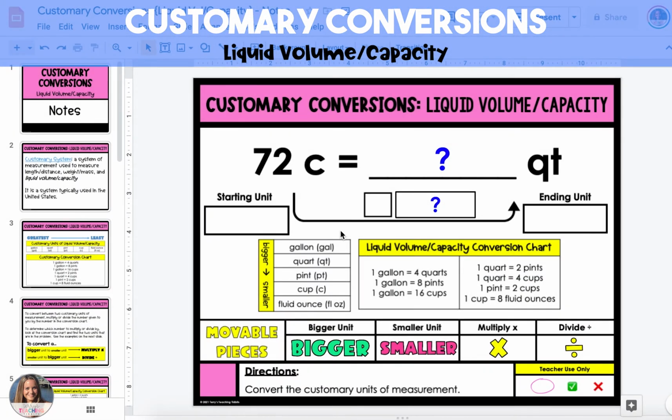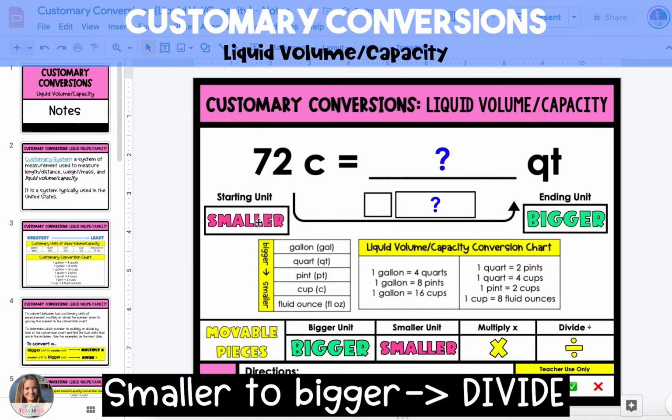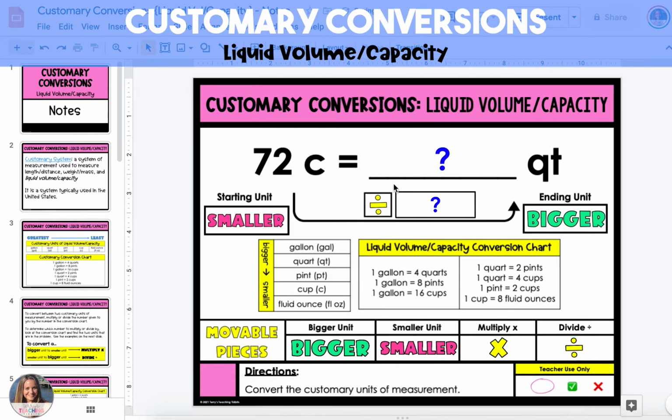In the second example, we're going to convert 72 cups to quarts. Cups are smaller than quarts, so we're going to drag the word smaller under the 72 cups and the word bigger under quarts. Anytime you're converting a smaller unit to a bigger unit, you're going to divide. Next, we need to figure out what we're going to divide 72 cups by.